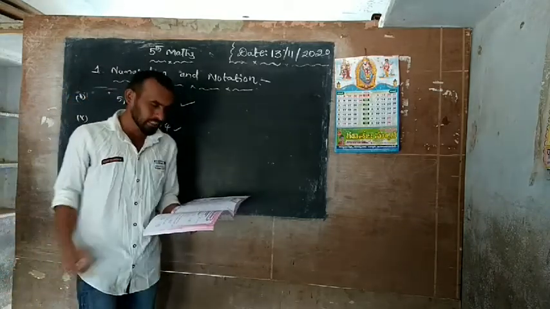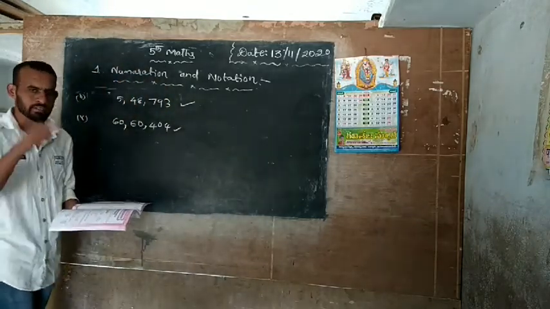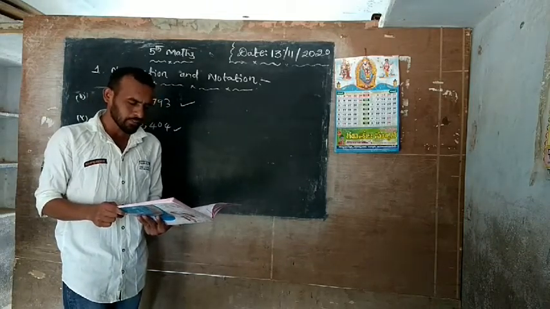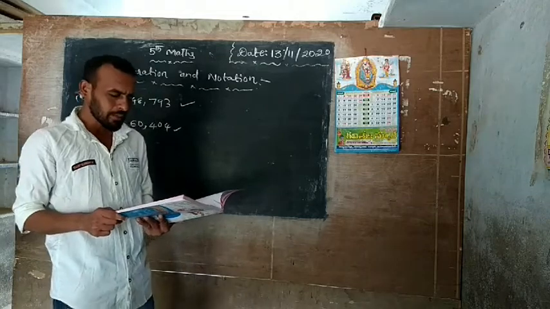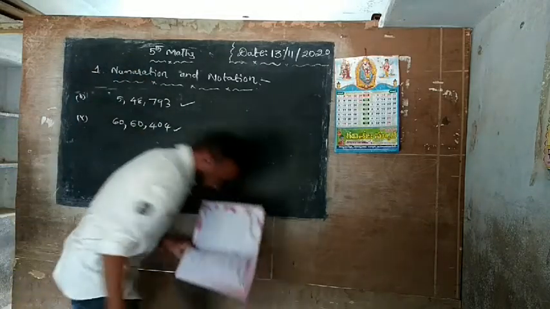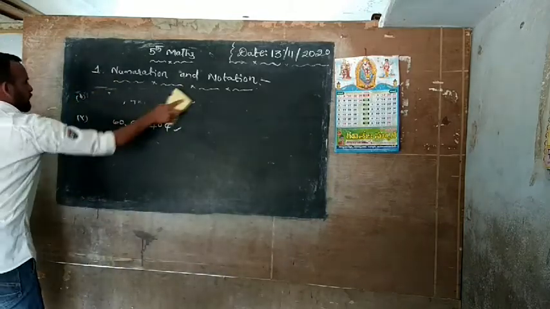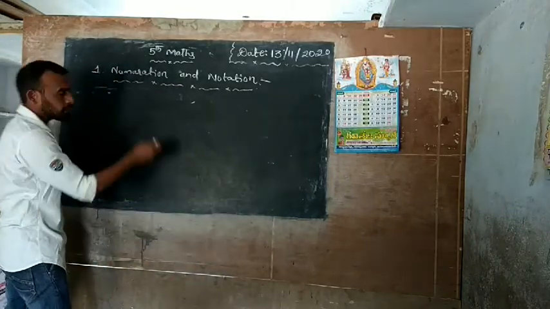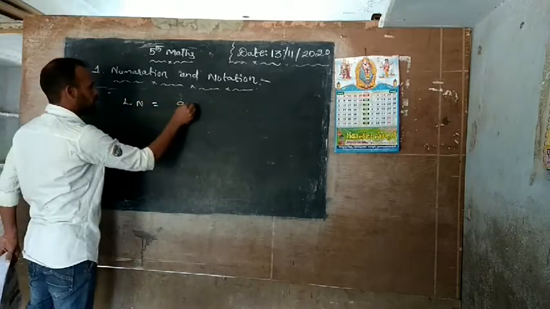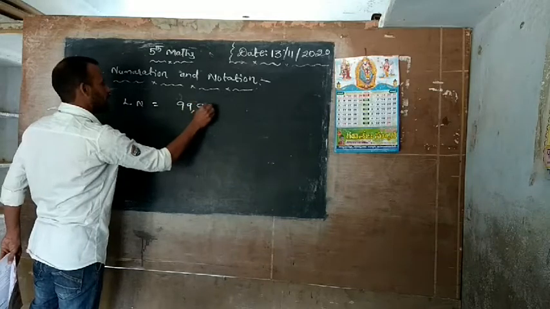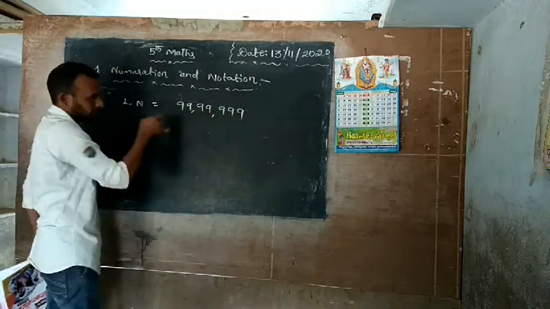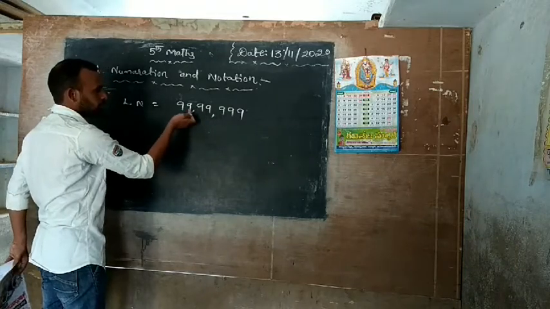Okay. Now the third bit, beta. See, the remaining ones you solve yourselves. Next, third bit. Write the largest 7-digit number. Write the smallest 6-digit number. Find their difference. So first of all, write the largest 7-digit number, the largest number which is 7 digits. So 99 lakh 99,999. This is the largest 7-digit number: 1, 2, 3, 4, 5, 6, 7.